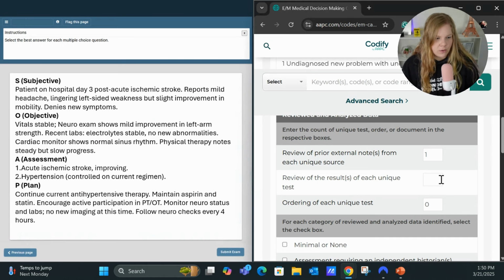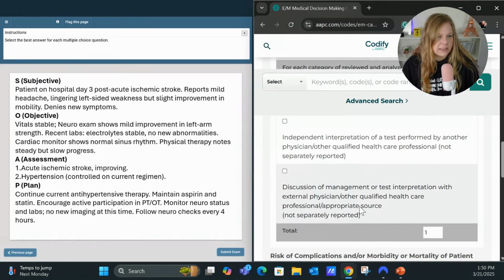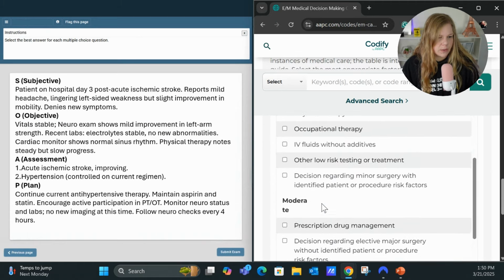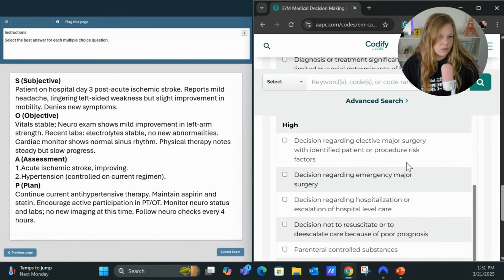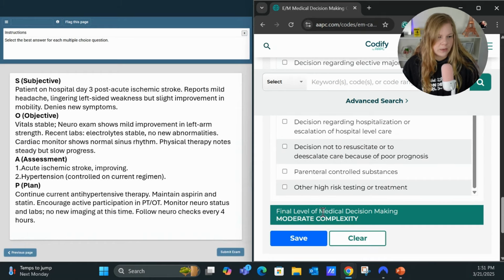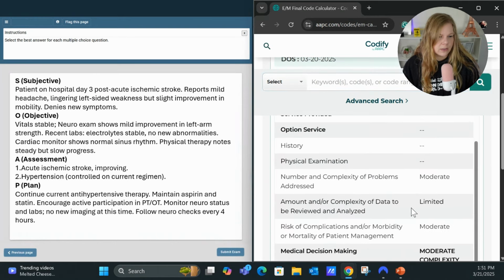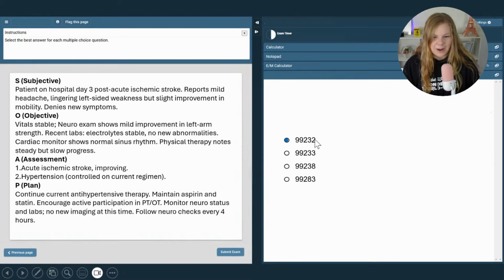We also show here that we reviewed some labs, and then the patient is on statins. So we'll go down to our prescription drug management. And I don't think there's anything that would qualify it as high. We're not considering surgery. We're not escalating the level of hospital care. We're not de-escalating care because of a poor prognosis. We don't have controlled substances or other high-risk testing or treatment. So we're going to save that. And it will come down to our calculated level of a 99232. So that would be our option for this one.